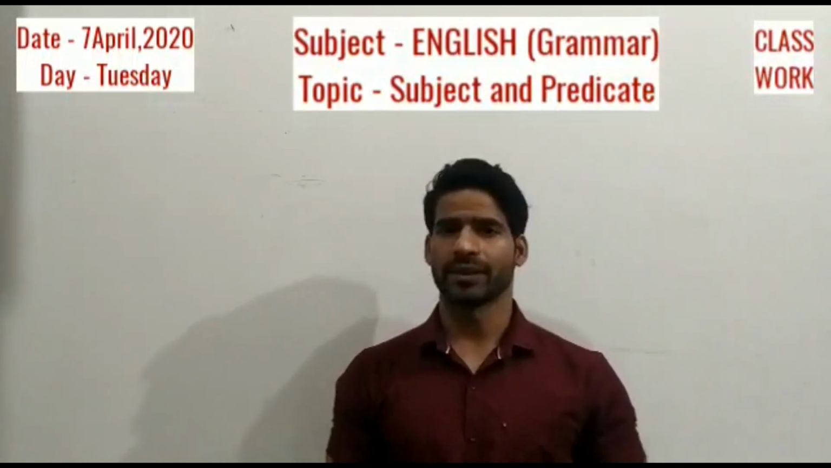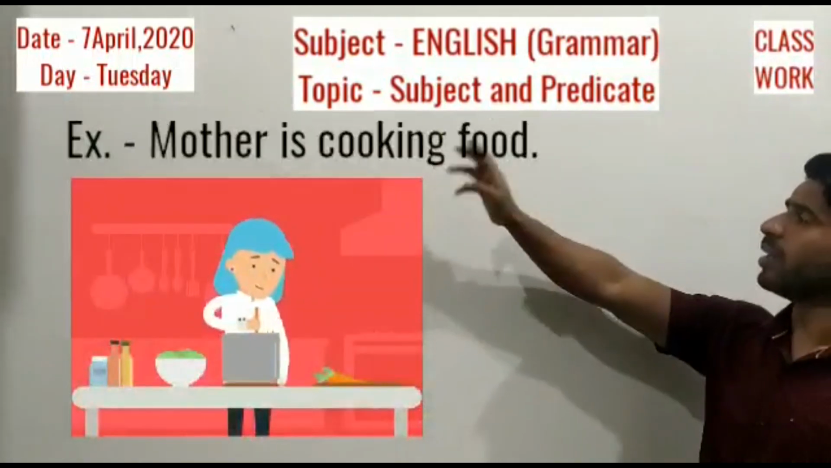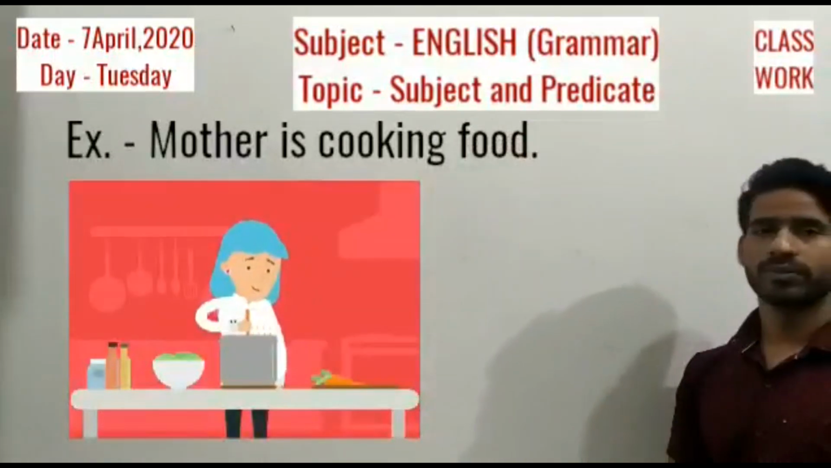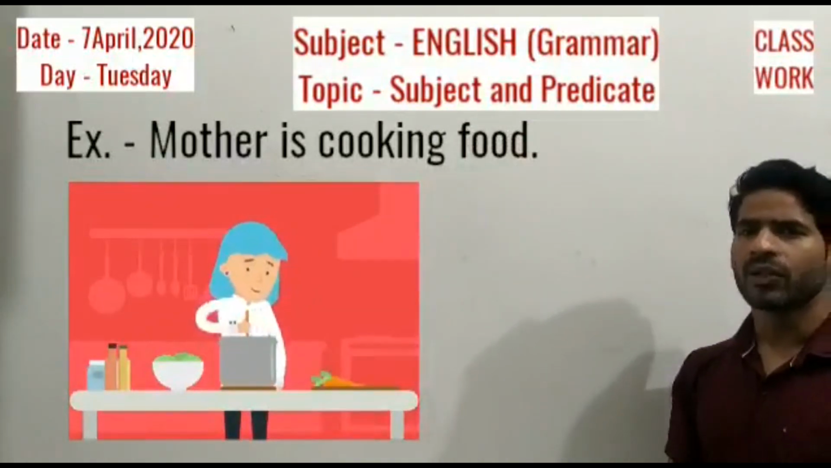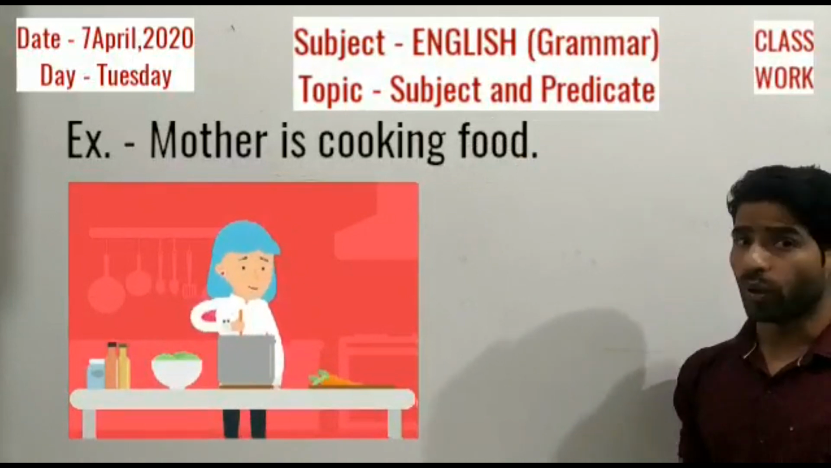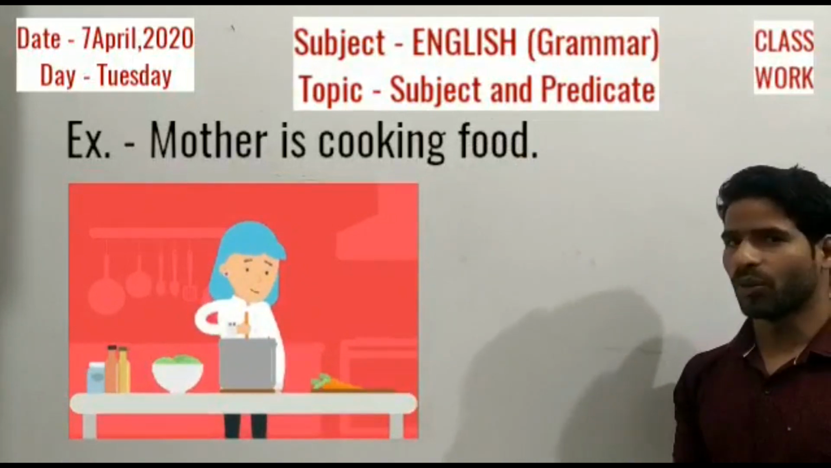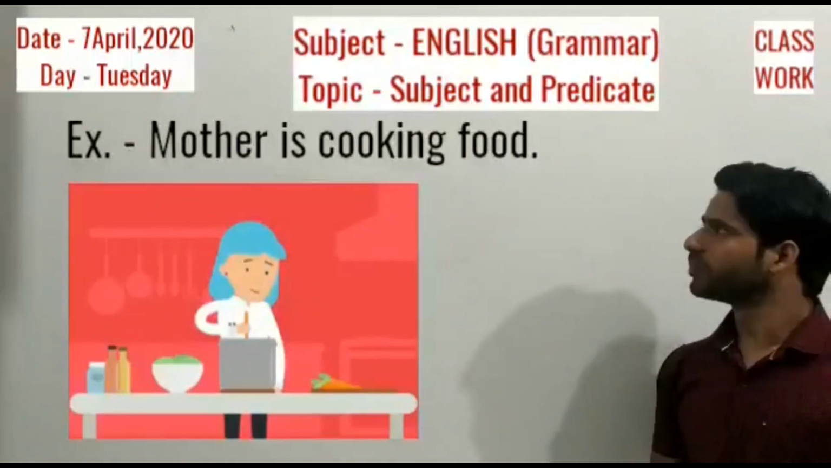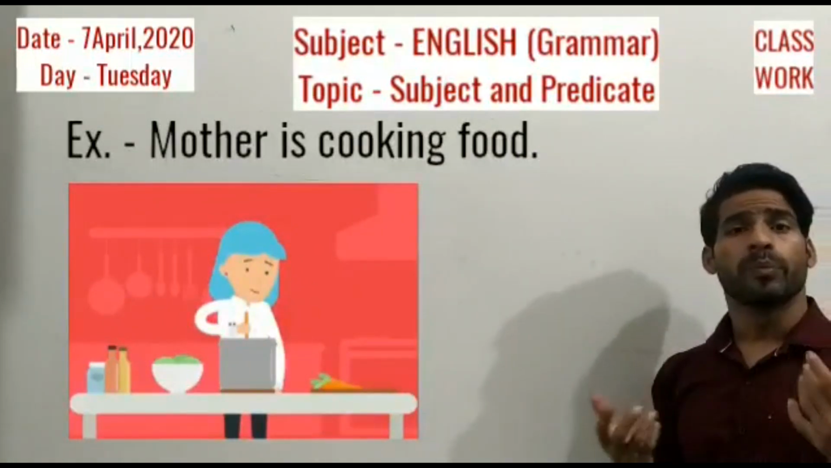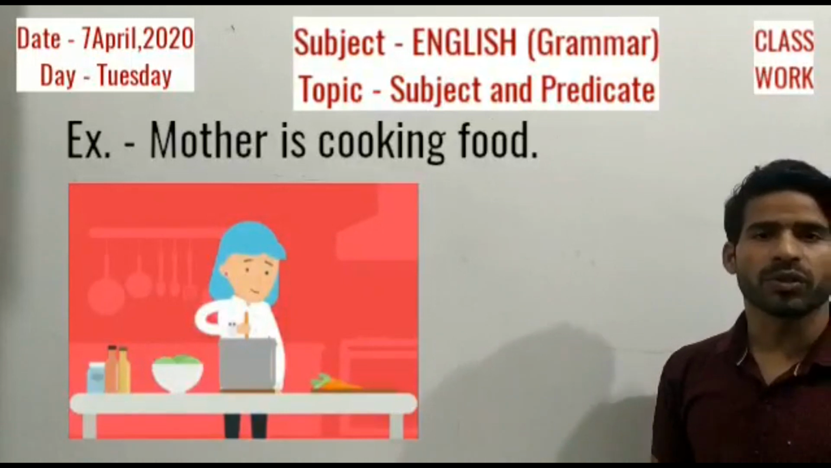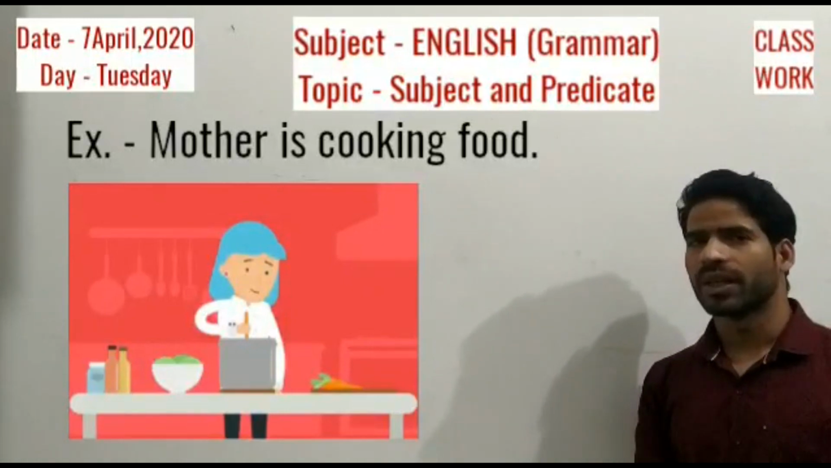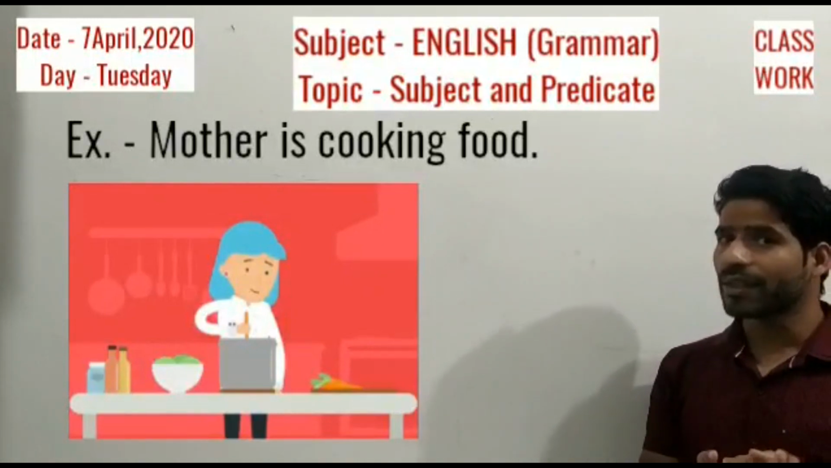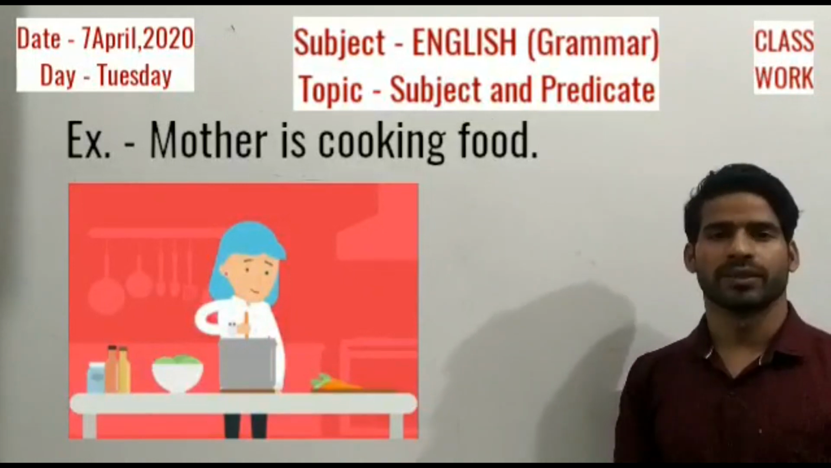Look at this sentence. Here, mother is cooking food. In this sentence, can you identify the subject or the predicate? No? Let me tell you. Here, mother is the subject, right? But why? That is the big question. Why mother is the subject here? Because in this sentence, we are talking about mother.